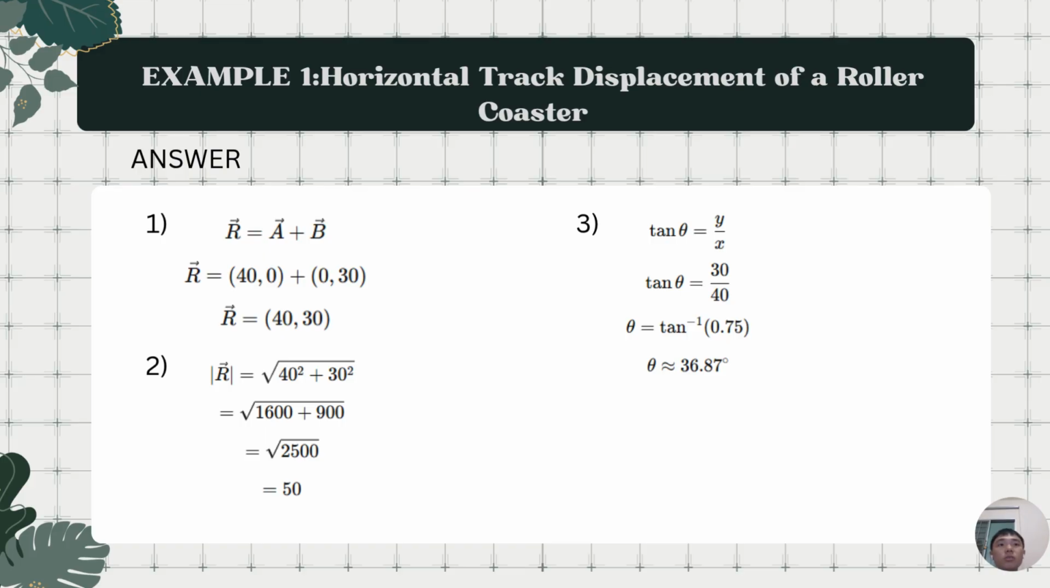To find the direction, we use the tangent ratio. We take the vertical movement divided by horizontal movement, which is 30 divided by 40. So we calculate the arctangent of 30 over 40. After calculation, we get an angle of approximately 36.9 degrees. This means the roller coaster moved at an angle of 36.9 degrees north of east from this starting point. So overall, the coaster doesn't just move east or north, but in a diagonal direction between the two.